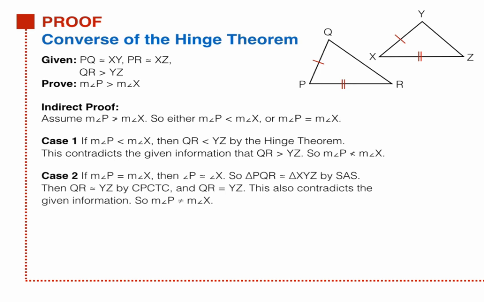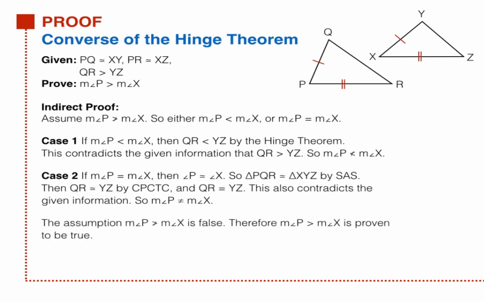Case two, if the measure of angle P is equal to the measure of angle X, then angle P must be congruent to angle X by definition of congruence. So therefore, triangle PQR is congruent to triangle XYZ by side angle side congruence. But if that's the case, then QR would have to be congruent to YZ by CPCTC. Corresponding parts of congruent triangles are congruent. And that would mean that QR is equal in measure to YZ. That also contradicts the given information. So we know it's not the case that the measure of angle P is equal to the measure of angle X.